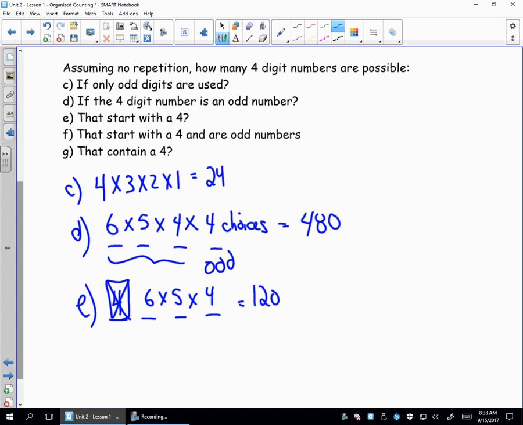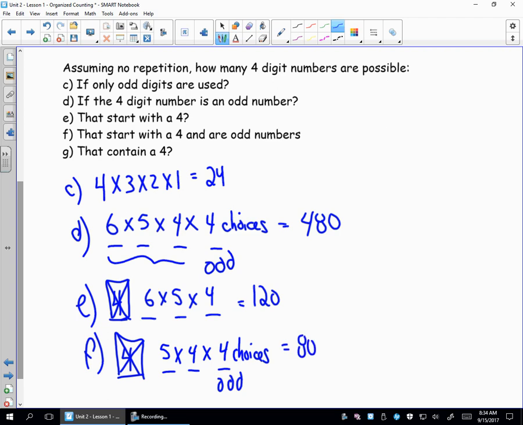Okay, how about we try F? Things that are starting with a 4 and are odd numbers. So the number 4 has to go here. It's gone. We used it up. But I also need to have it being odd. Well, for odd, I've got the numbers 3, 5, 7, and 9. So I've got 4 choices. I've used up 2 digits right off the bat, the number 4 and one of the odd numbers. So I'm left with 5 things for this spot and 4 things for this spot. So 5 times 4 times 4 gives us 80.